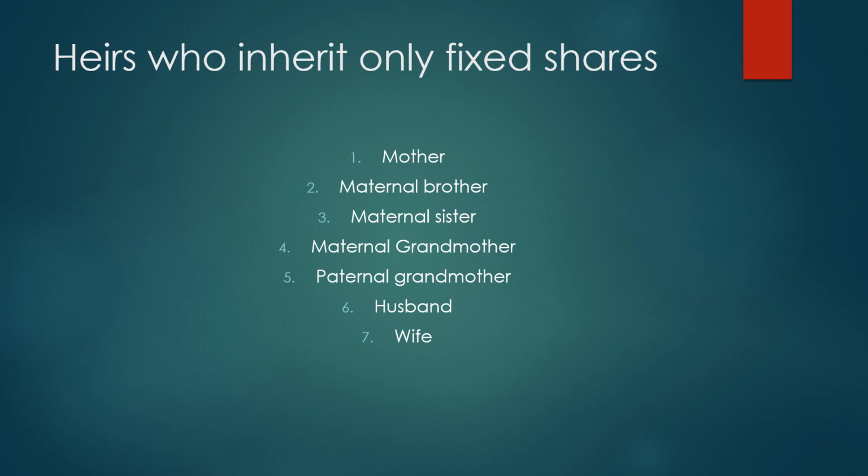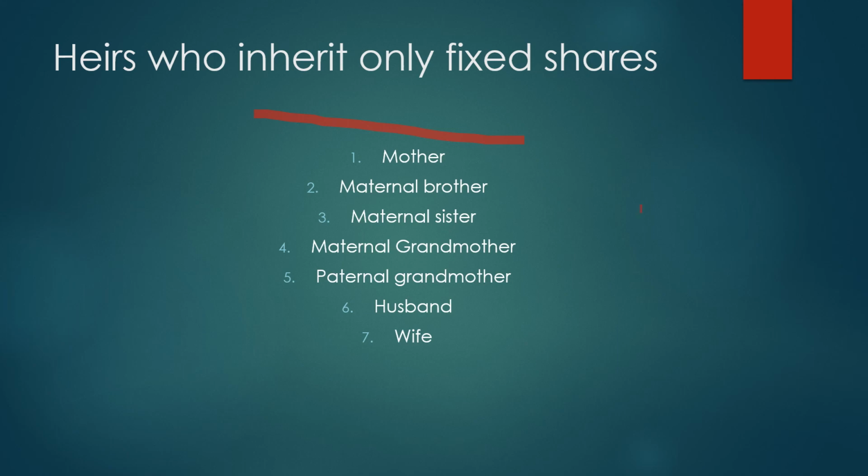Okay, so once we conclude, please let me share with you some points. Heirs who inherit only fixed share. So we said there are two types. One is the heirs of fixed share, and the second one is the heirs of mutabaqi, or the heirs of residuary wealth, the remaining wealth. Two types.